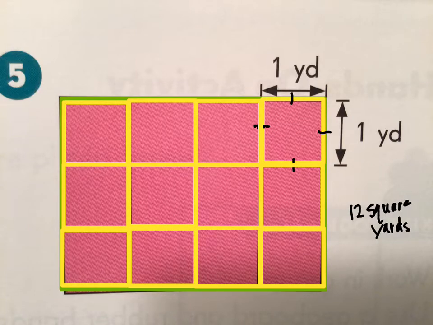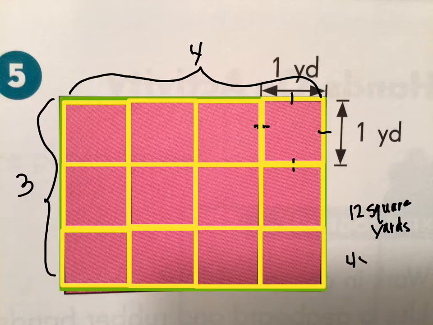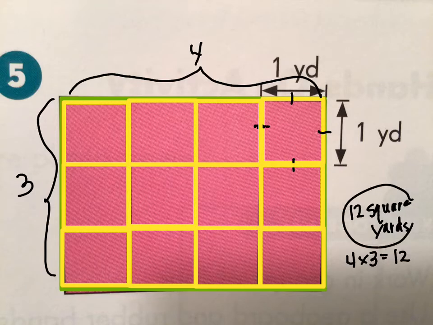As we looked at yesterday, we could also see that this side length is 1, 2, 3, 4 yards, and this side length is 3 yards. Some of you are starting to see that the algorithm to find area is to take the length times the width, or 4 times 3, which gives us 12. You can see we got 12 square yards. So that was yesterday, right? These nice, neat rectangles and squares.